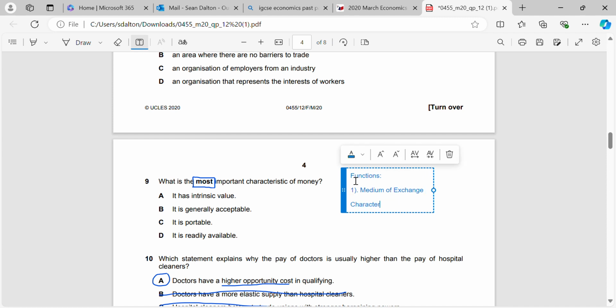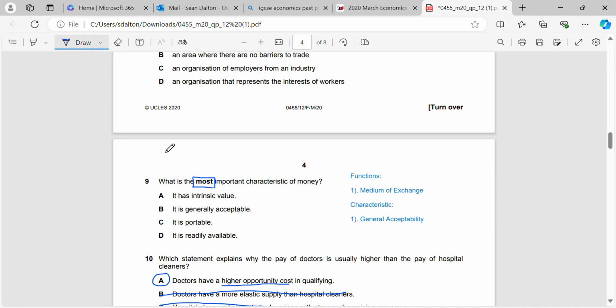So I said I've put them in order. Therefore, the first characteristic of money that we have in our slides is also the most important, and that is general acceptability. Okay? It has to be able to be acceptable as a term of payment. So the value is not affected, the portability is not affected, it's readily available, it's not affected. Most important characteristic is generally acceptable. Remember our other characteristics: recognizable, durable, and homogeneous.